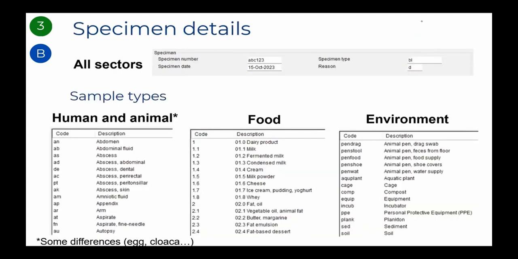Regarding different kinds of specimens, HUNET will present different lists depending on the sector. On the left, you see the different sample types from humans and animals. The two lists are almost the same. In the middle, you see the different food categories, and on the right, different types of environmental samples.